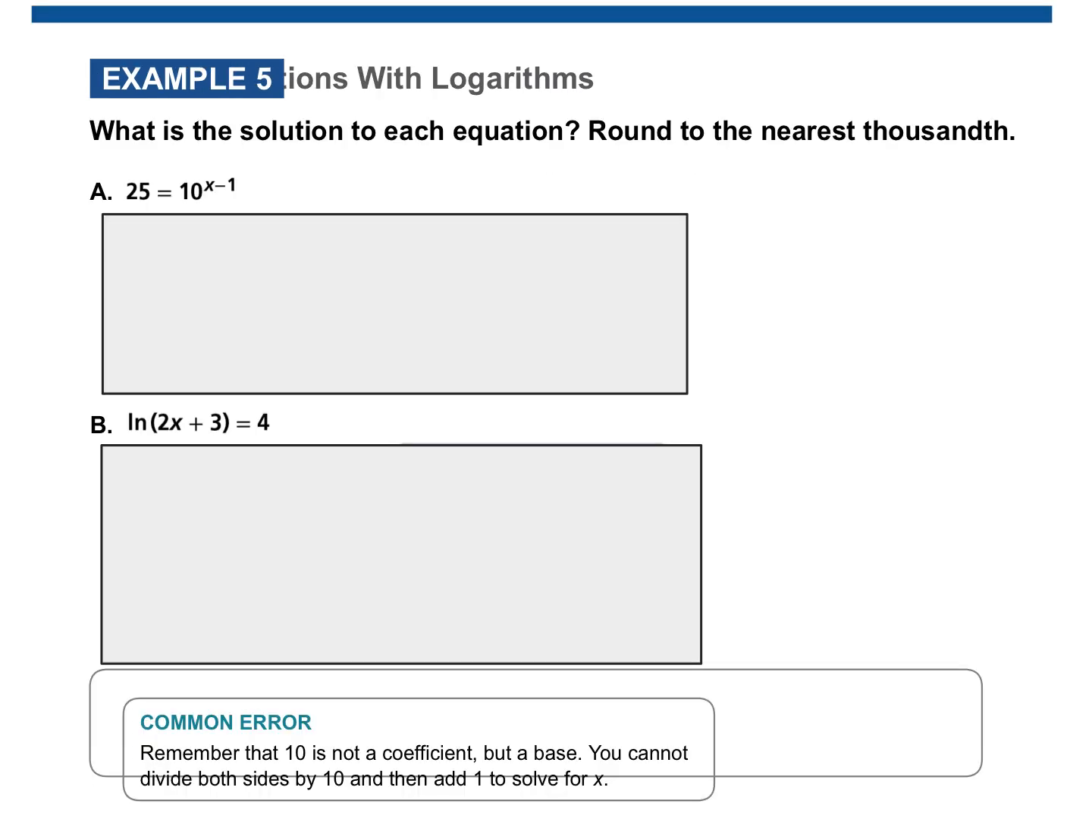All right, day 2 of lesson 6.3. Yesterday we left off with talking about 2 different types of logs. What are they? Common log and natural log. Good job. Common log and natural log.